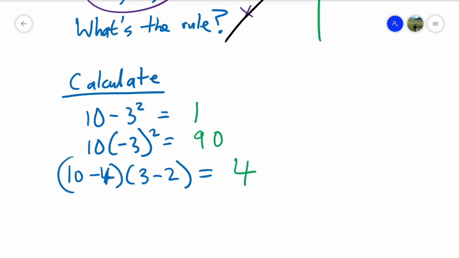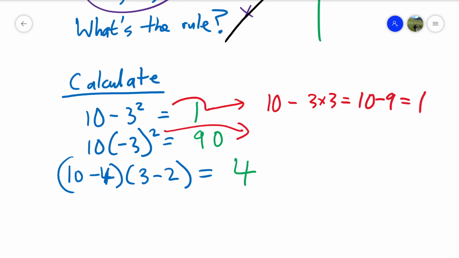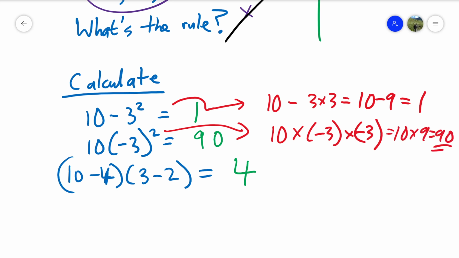Now let's look at those in more detail in case you want to have a look at them in more detail, otherwise you can obviously skip. This one here, that's 10 minus 3 times 3, which is 10 minus 9, which is 1. This one here, oh look at the brackets thing again. So that's 10 times minus 3 times minus 3, because the squared is acting on the brackets. Minus 3 times minus 3 is 9, so that's 10 times 9, which is 90.